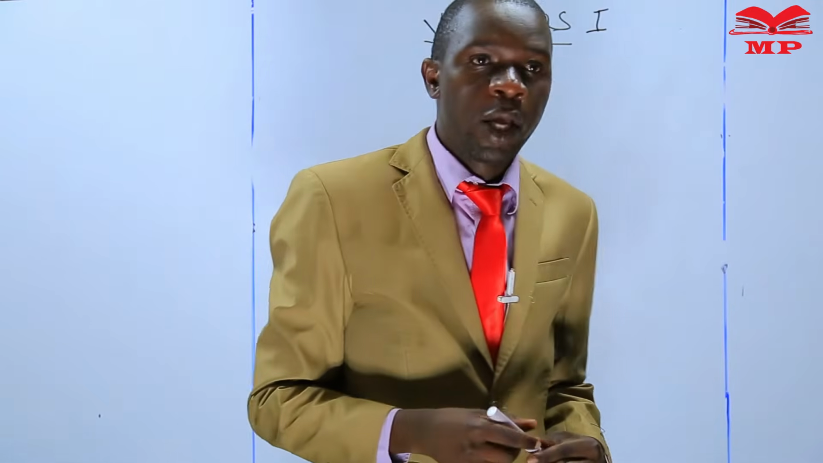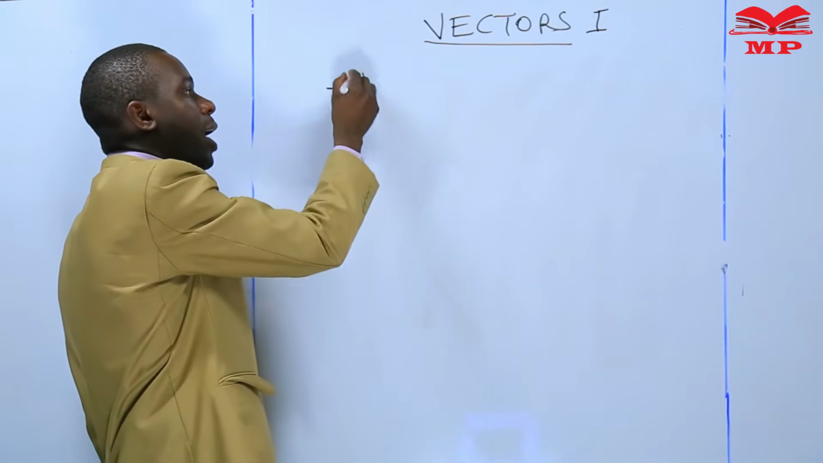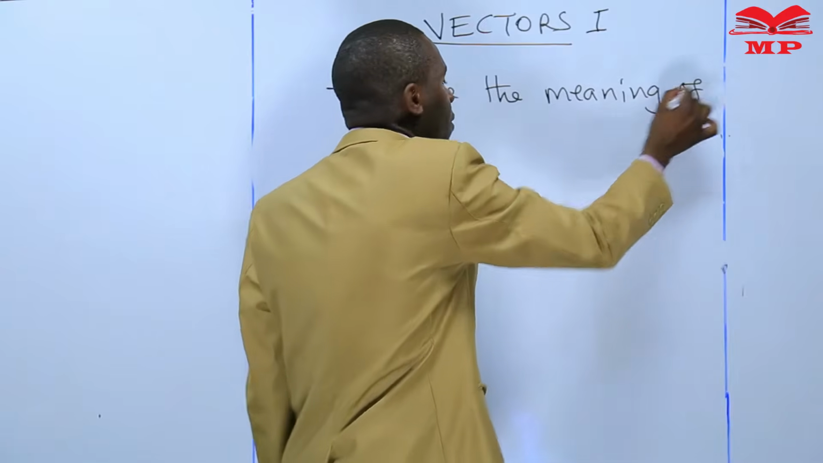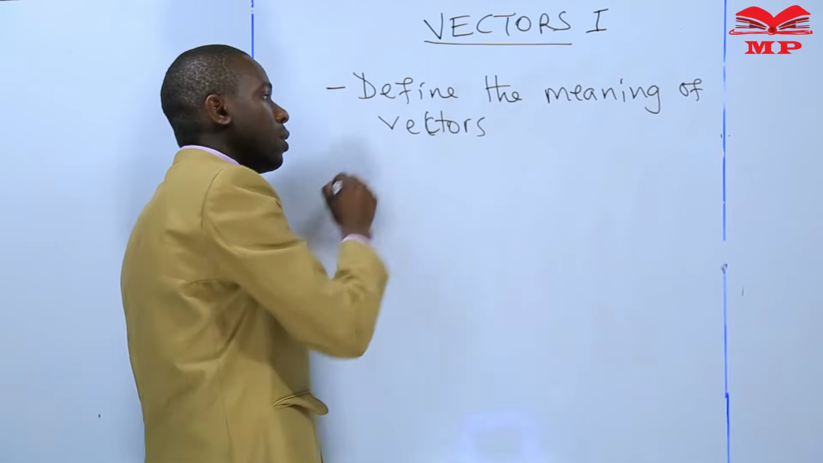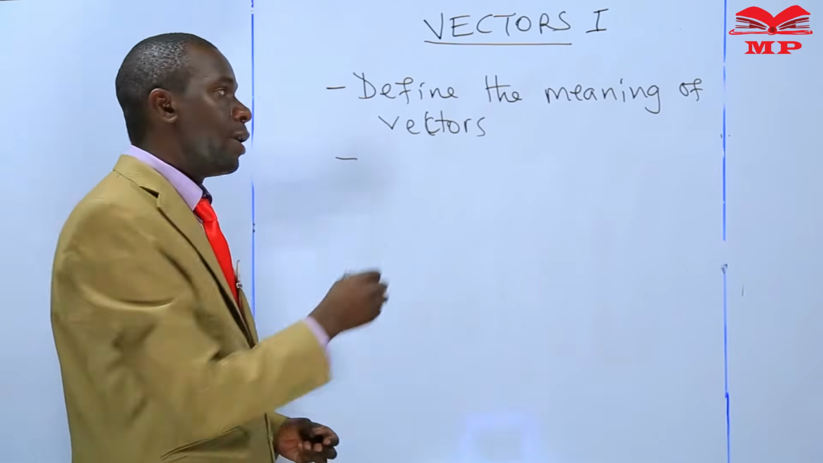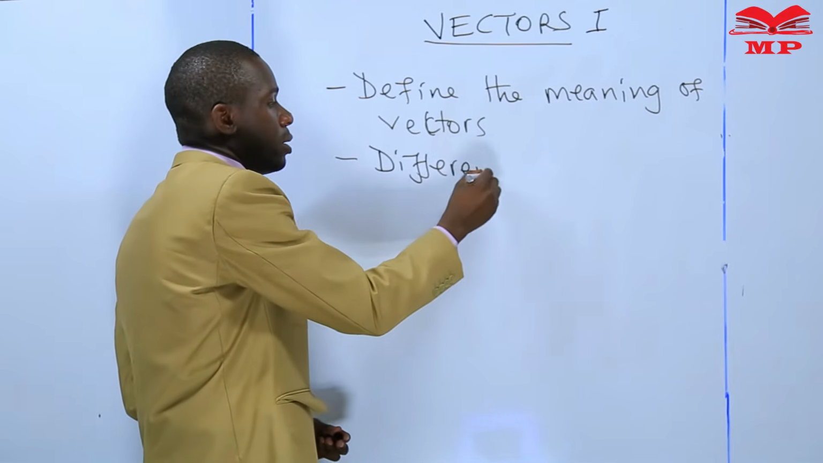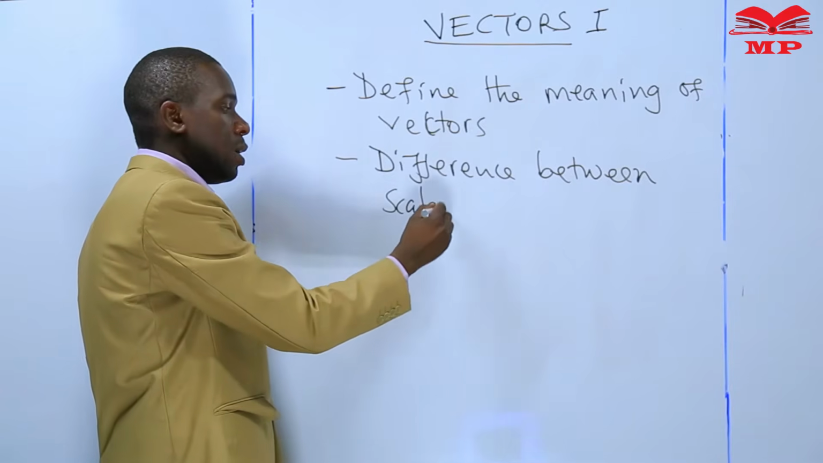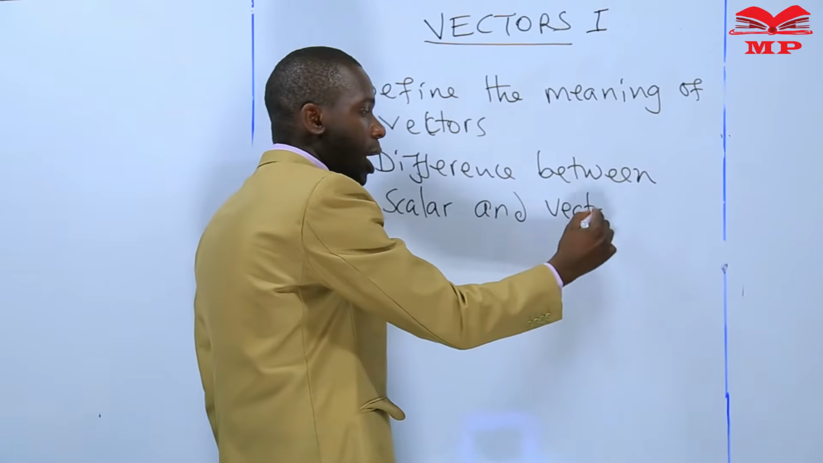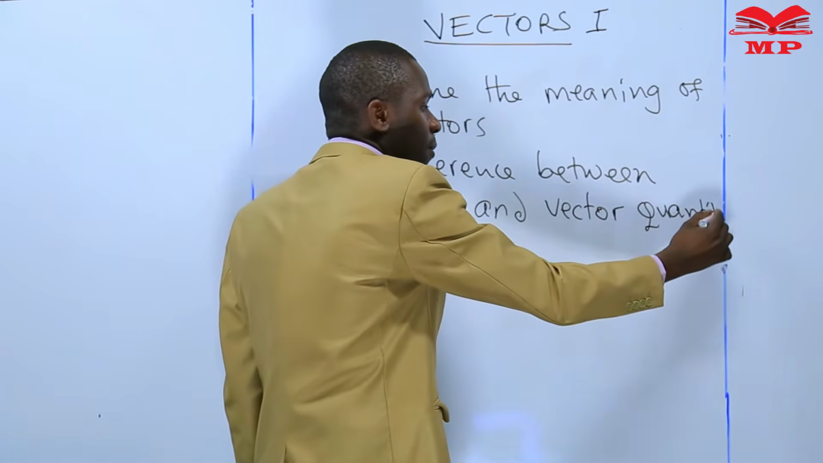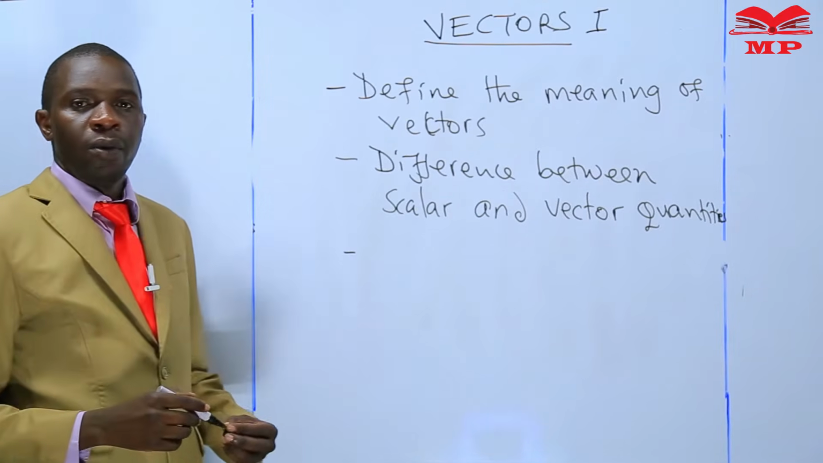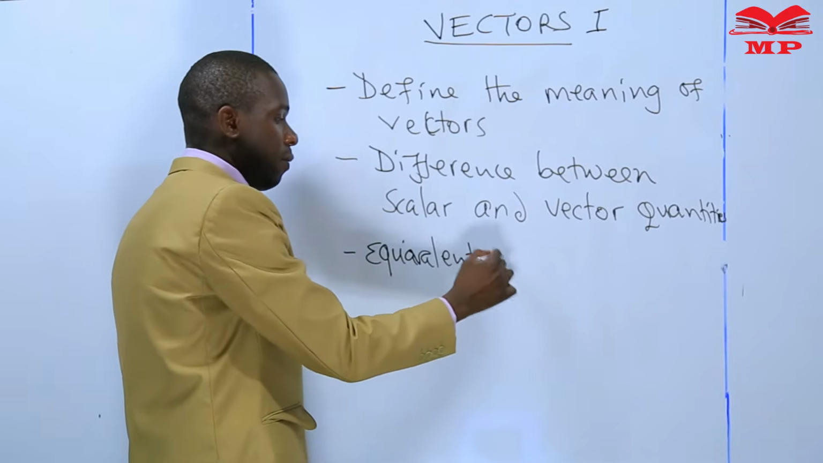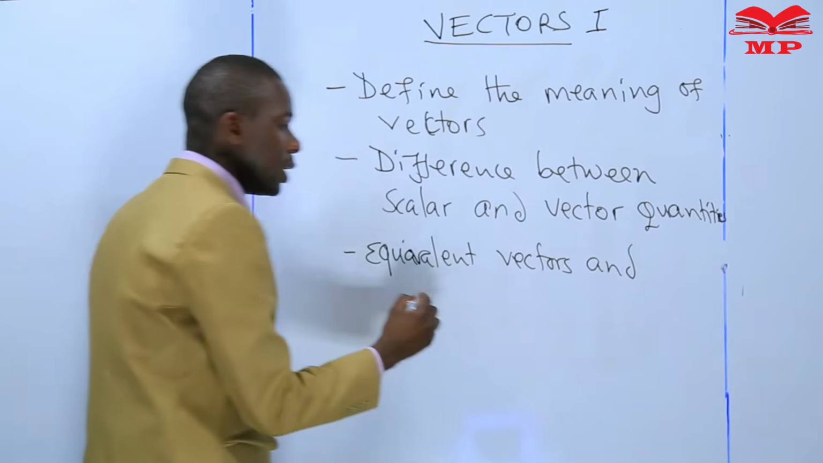Now, for this class, we are going to do the following. 1, we are going to define the meaning of vectors. 2, we are going to look at the difference between scalar quantities and vector quantities, and 3, we're going to look at equivalent vectors, and representation of vectors.